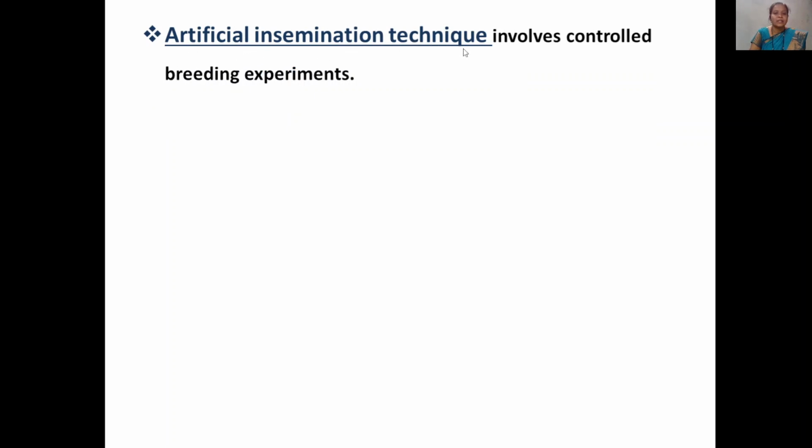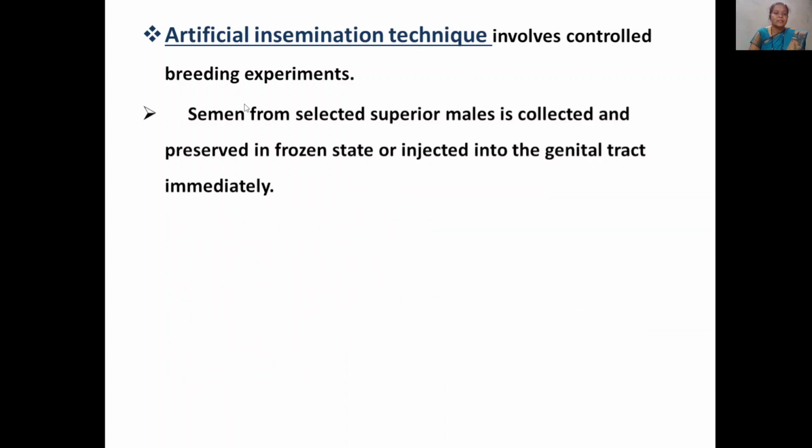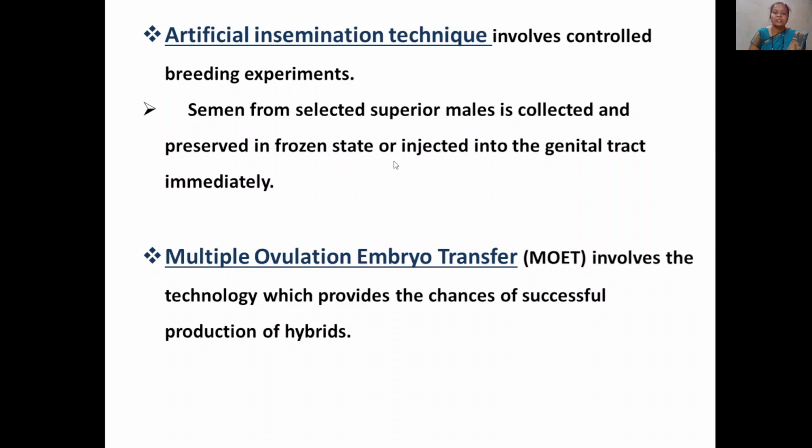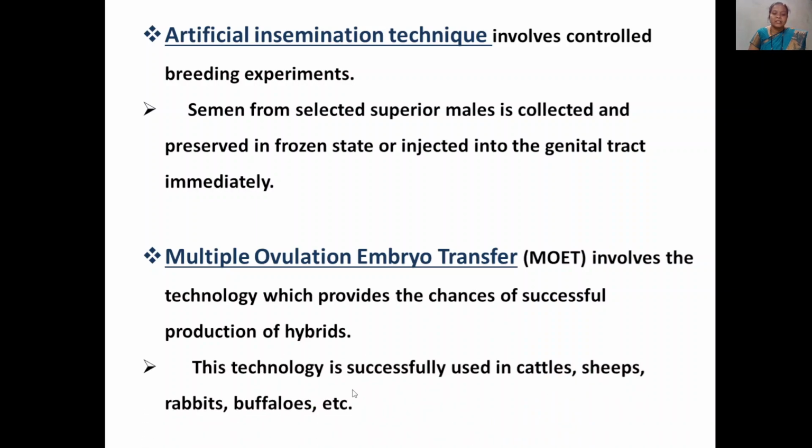Artificial insemination technique involves controlled breeding experiments. We see the artificial insemination technique. In this technique, semen from selected superior males is collected and preserved in a frozen state or injected into the genital tract immediately. Multiple ovulation embryo transfer, also called MOET, involves the technology which provides the chances of a successful production of hybrids. This technique is successfully used in cattle, sheep, rabbits, buffaloes, etc. Go to next slide.